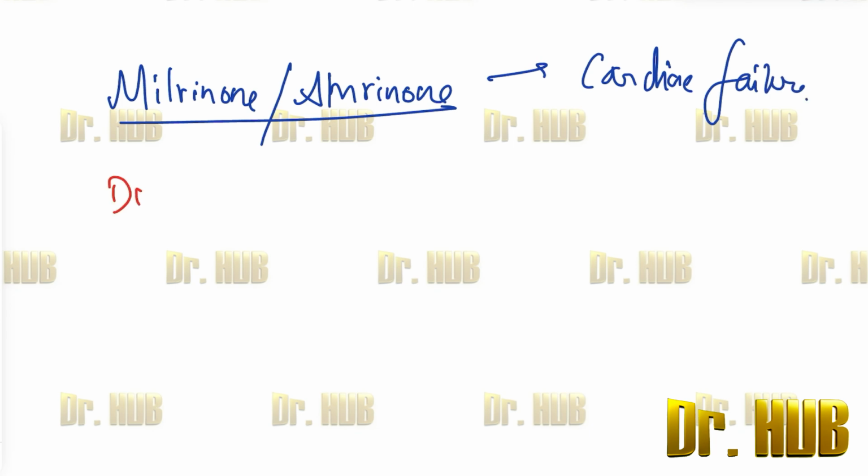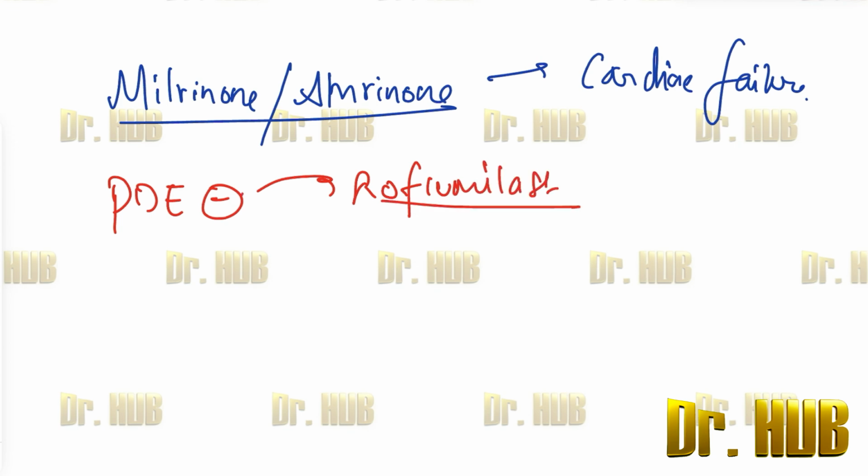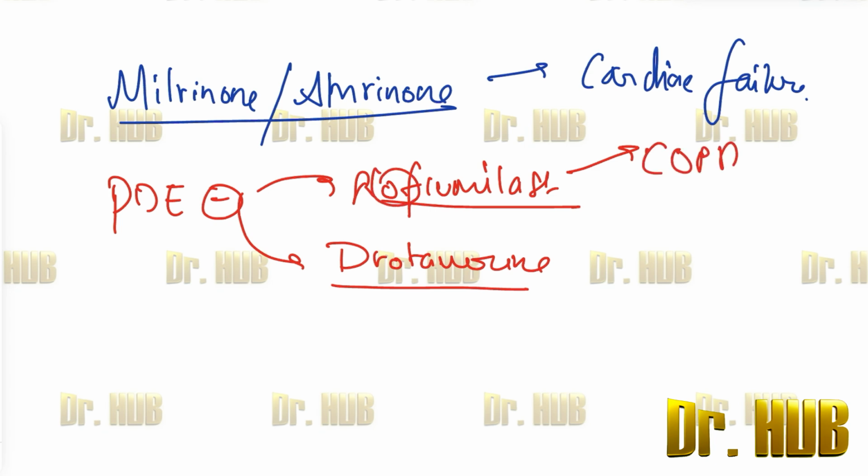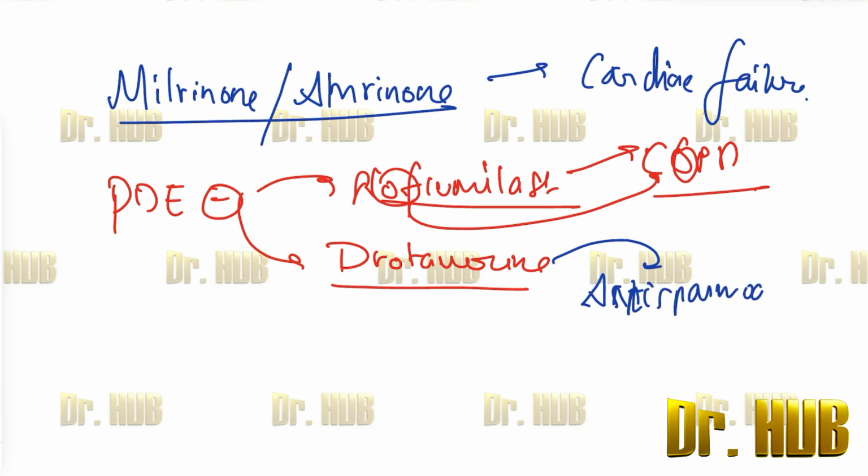Next, we look at the PDE4 inhibitors, such as roflumilast as well as drotaverine. Roflumilast is used in COPD. Drotaverine is used as an antispasmodic drug.